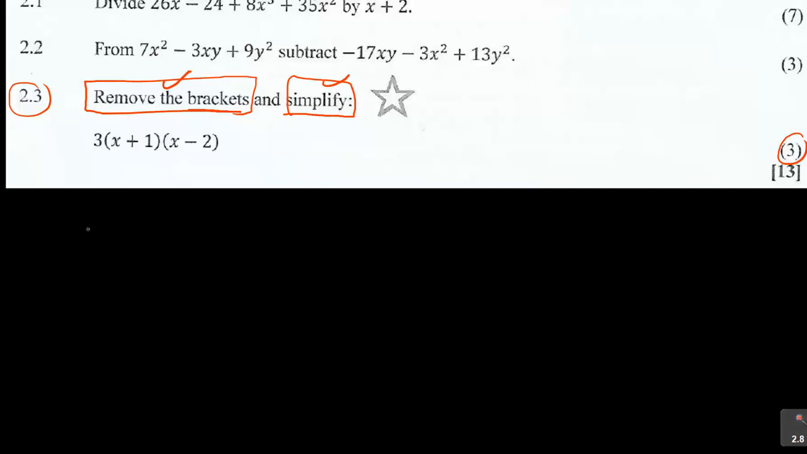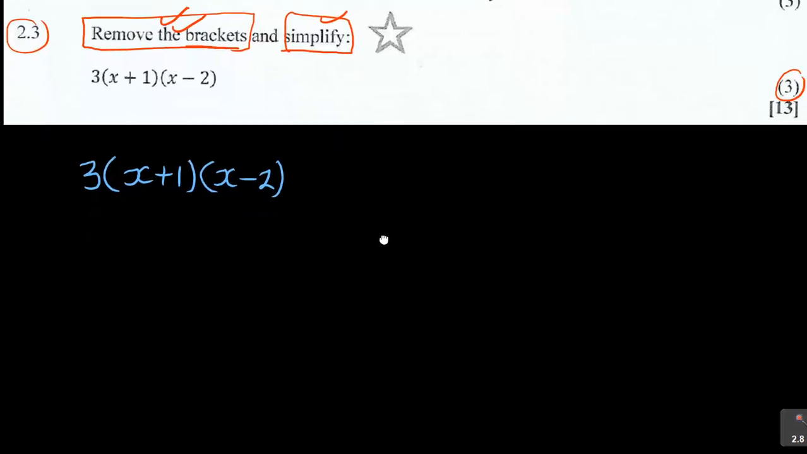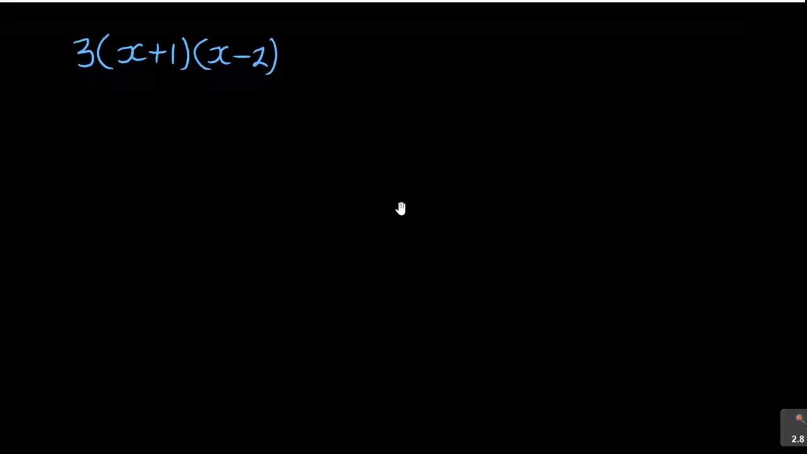So what am I having? I've got 3(x + 1)(x - 2). I think removing the brackets there will give you 2 marks because of the 3 and the (x + 1)(x - 2). Simplifying will give us the last mark. So how do we go about this? First thing first, it's more like that 3. I can say there is a bigger bracket there. So ignore the 3 for now and deal with the inside brackets.